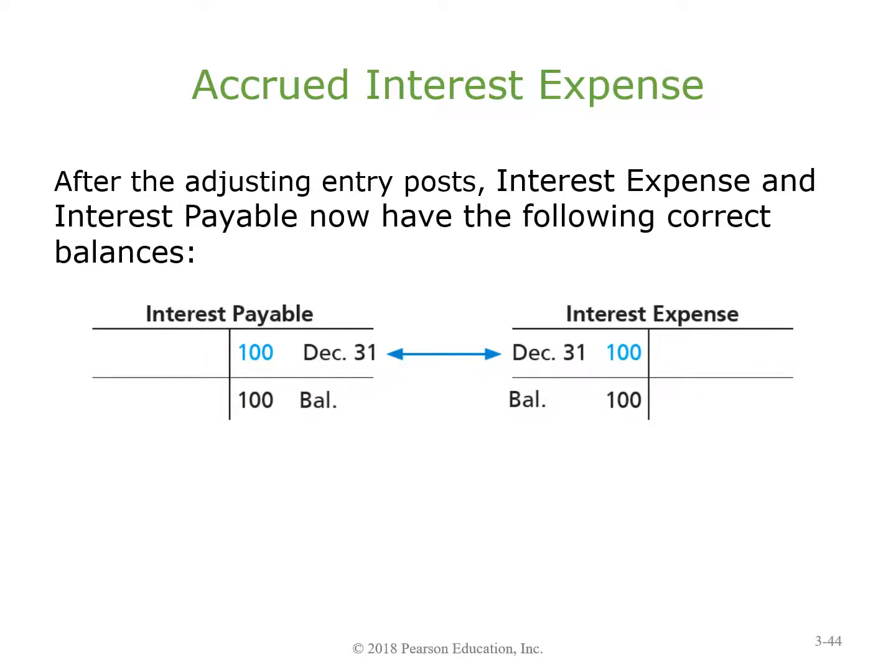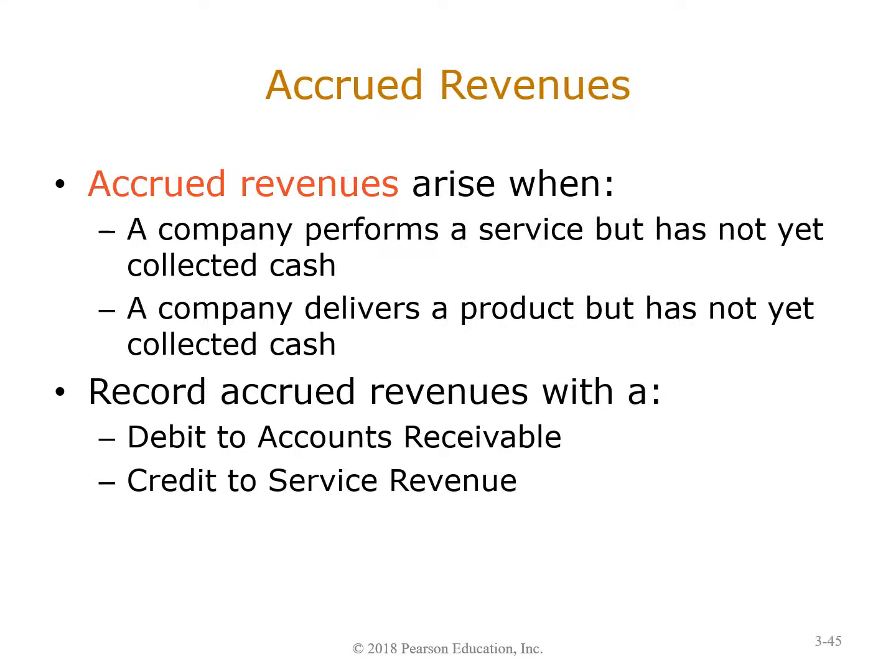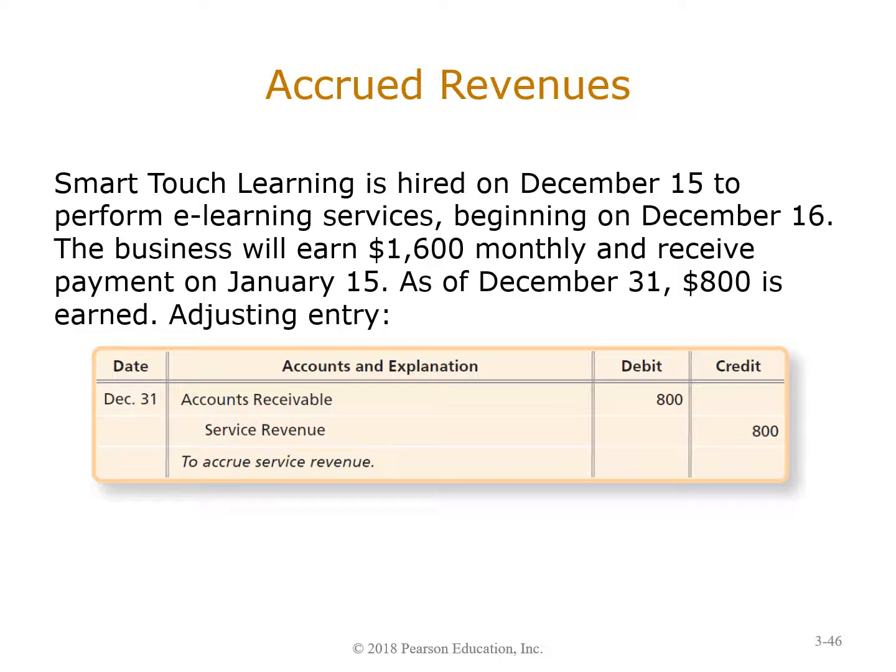And then once we pay it, we will take it out of this payable and debit the payable and credit cash. All right, accrued revenues will always involve a receivable. So we have performed a service, but we haven't gotten paid the cash yet. So it will be a debit to accounts receivable and a credit to service revenue, because we have not done the work. So here it is, debit accounts receivable and credit service revenue.